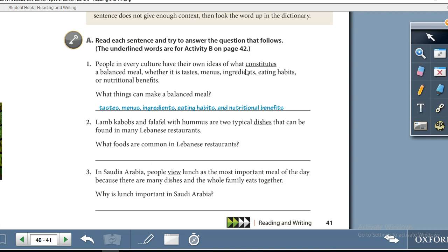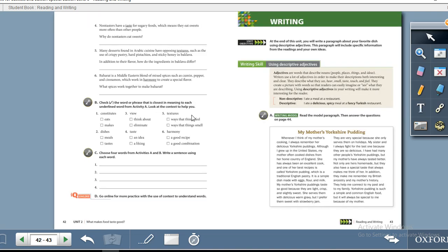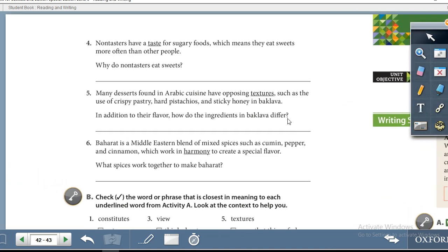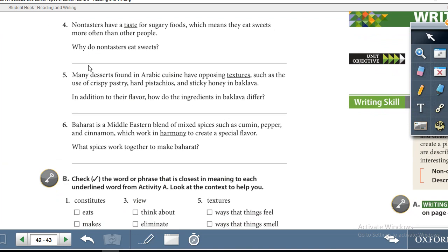So once again, this instruction is quite easy to understand. It says read each sentence and try to answer the question that follows. You are going to read the sentences, and then this is the question. You are going to answer the question. As you can see, number 1 is done for you, right, as an example to show you how to complete this exercise. Let us turn over. So as you can see, the exercise continues, number 4, 5, and 6.